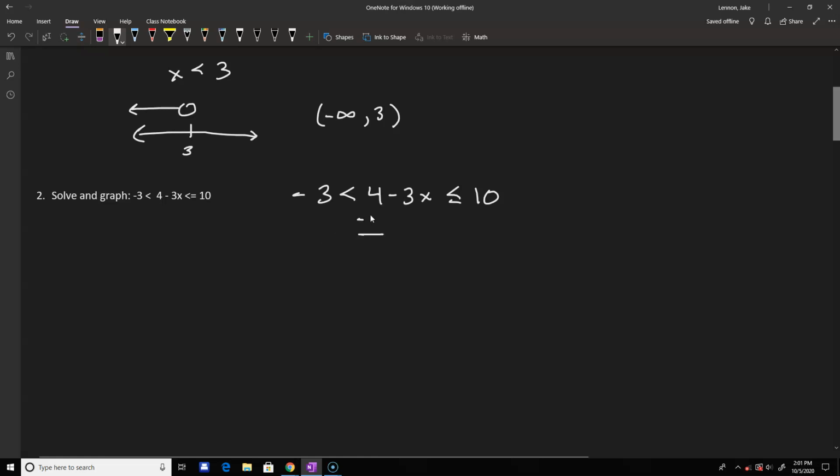So we can do that by subtracting 4 from all 3 parts. So for these compound inequalities, whatever you do to one part, you have to do to all 3 parts. So we have negative 7 less than negative 3x less than or equal to 6. And then we need to divide by negative 3 to isolate x. And remember, whenever you divide by a negative, you need to flip the direction of the inequality symbols.